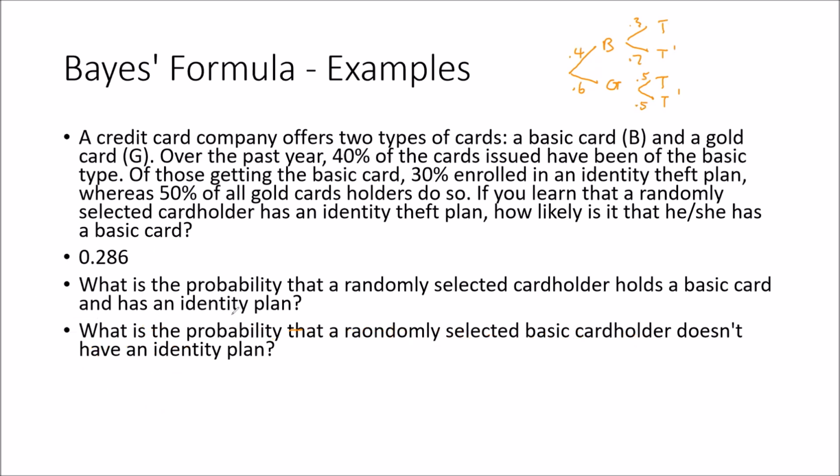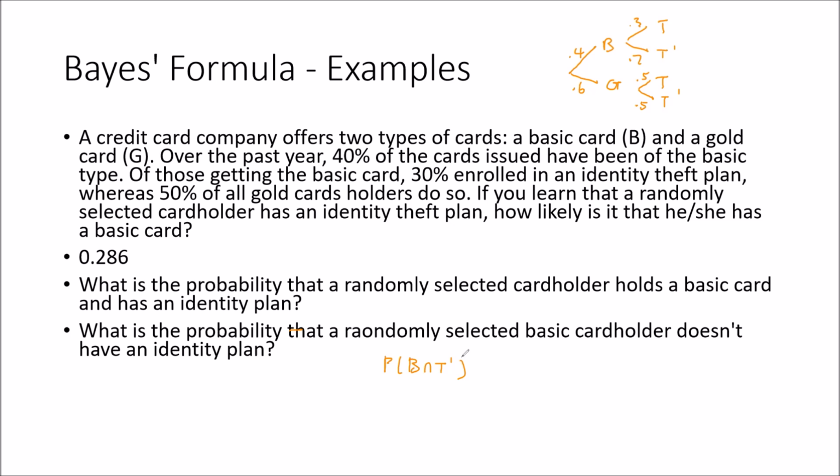All right. Now this one: what is the probability that a randomly selected basic card holder doesn't have an identity plan? It's a little bit hard to figure out what this probability is, and how to express it mathematically. It is not "basic card, doesn't have a theft identity plan." It's not that.